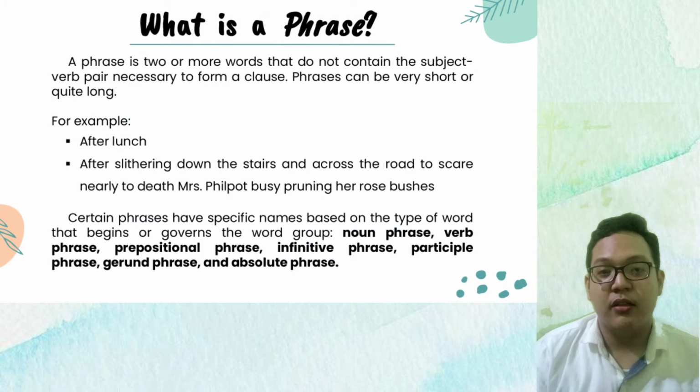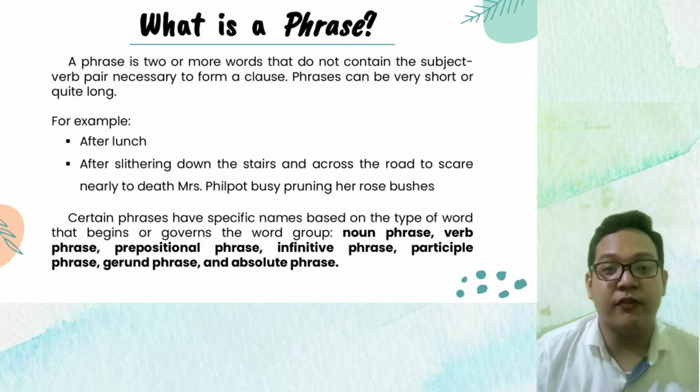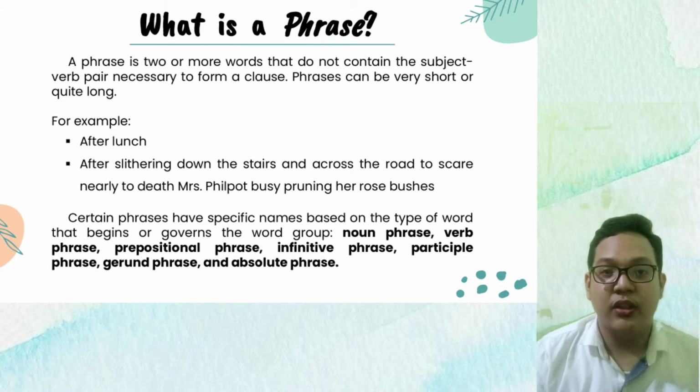What is a phrase? A phrase is two or more words that do not contain the subject-verb pair necessary to form a clause. Phrases can be very short or quite long. For example: 1. After lunch. 2. After slithering down the stairs and across the road to scare nearly to death, Miss Philpott will see pruning her rose bushes.